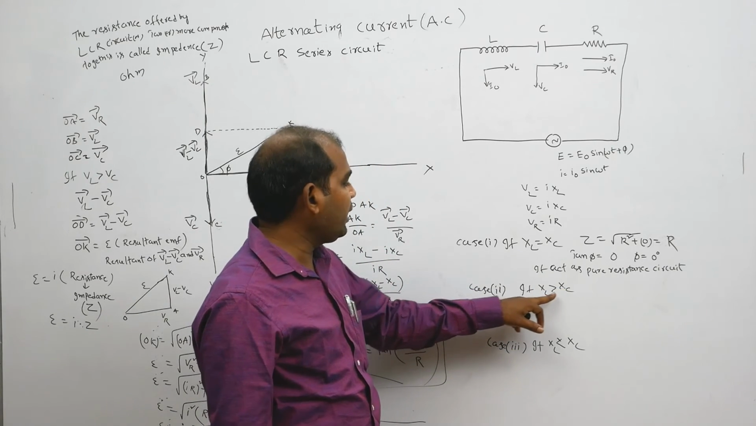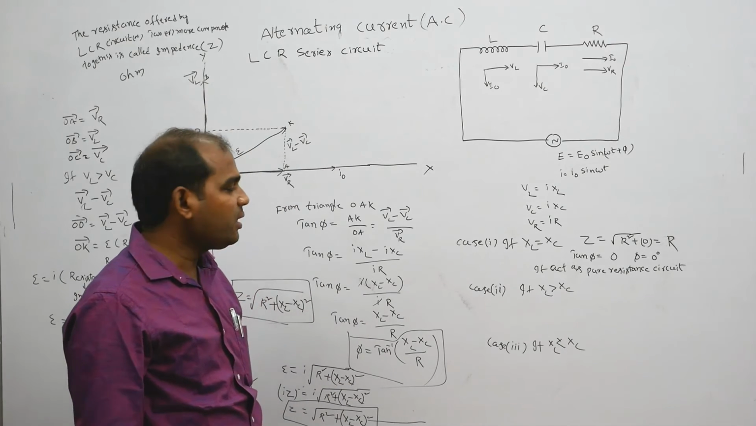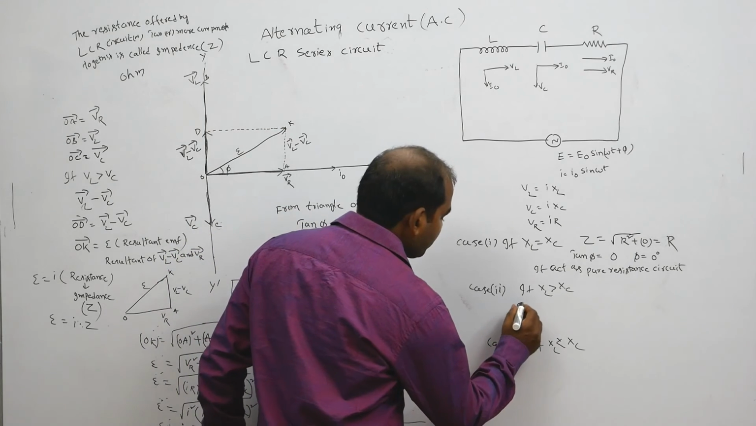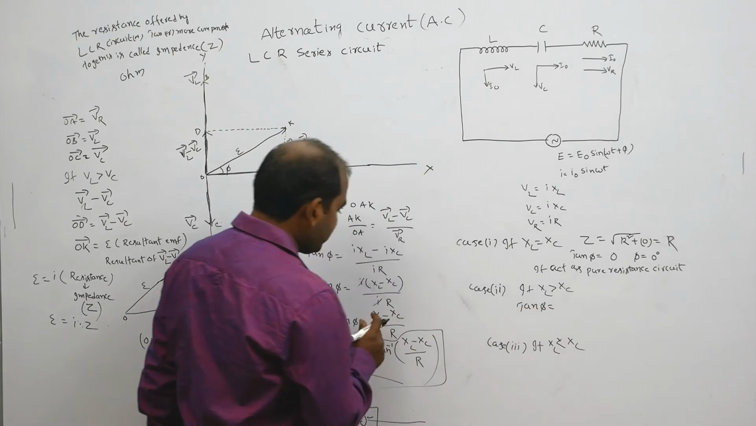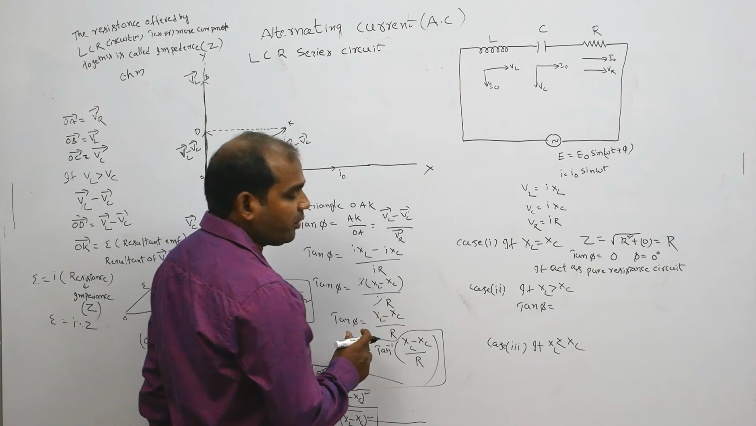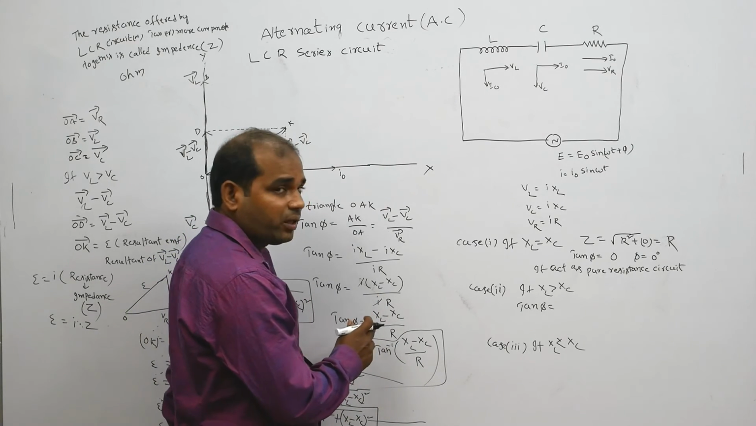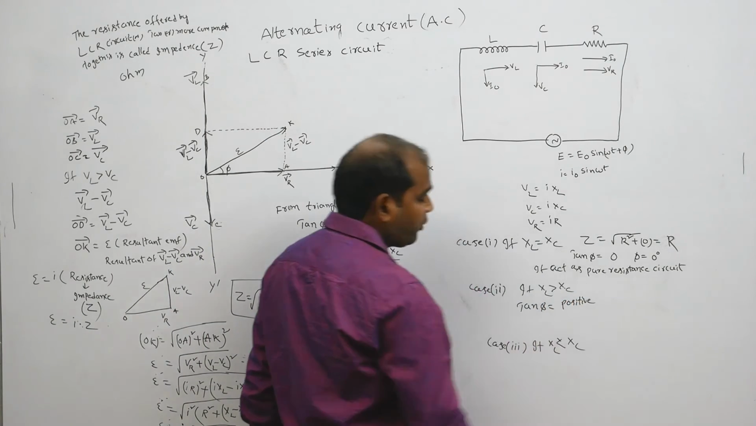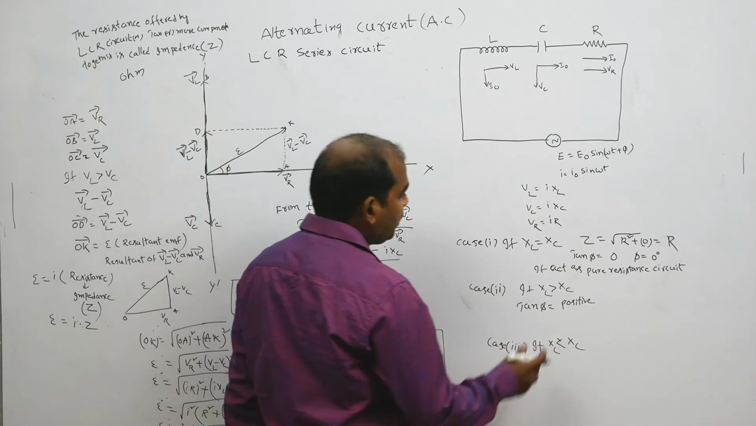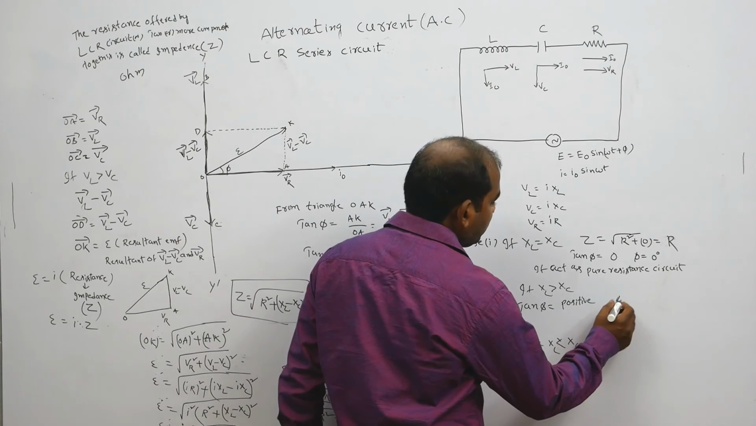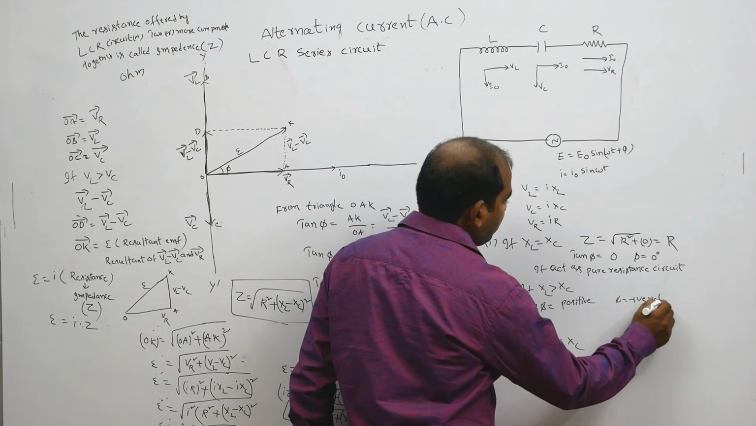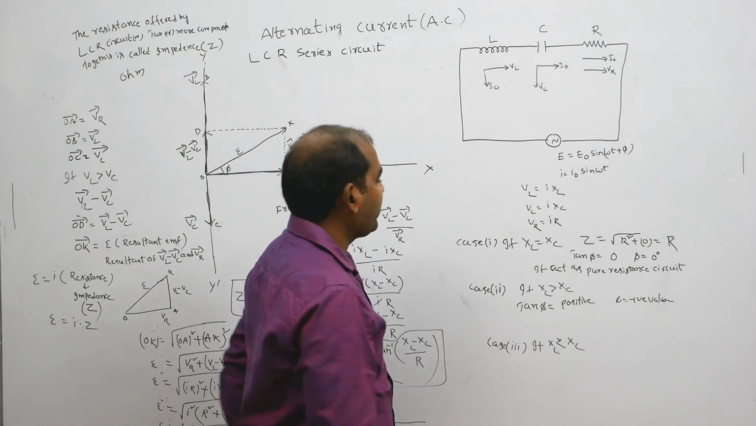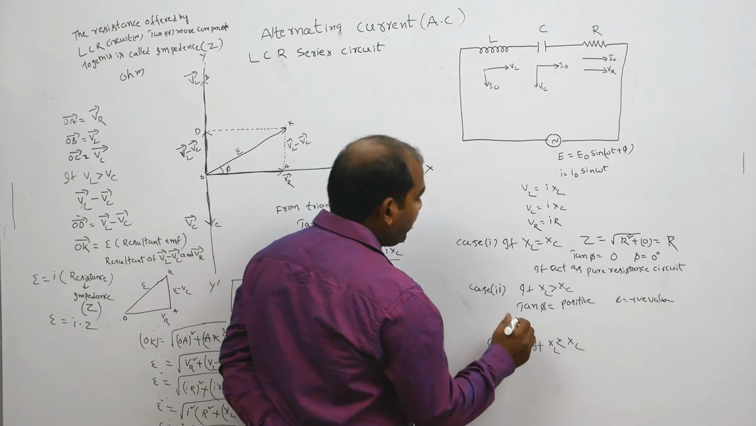Suppose XL is greater than XC, what will happen? In case of tan phi, when XL is greater than XC, the XL minus XC value is positive. So tan phi is positive. When tan phi is positive, the phi value is also some positive value. When inductive reactance is more, the circuit acts as an inductive dominating circuit.